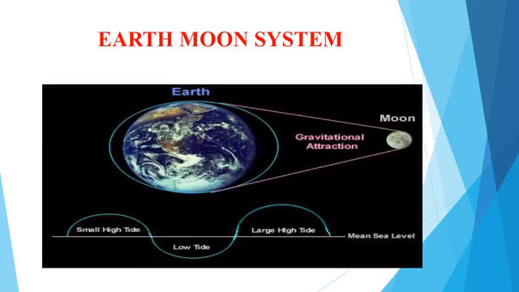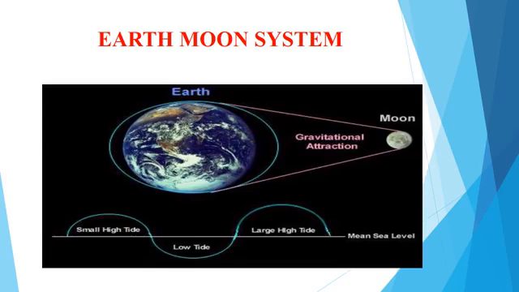The figure shows the Earth-Moon system. We can analyze that between the Earth and Moon, gravitational attraction is there. Due to the gravitational attraction, a small tide and high tide develop, which always lie around the mean level. When the lunar mass lines up with the Earth-Moon system, high tides are generated, and when the landmass lines up at 90 degrees to the Earth-Moon system, low tides are generated.